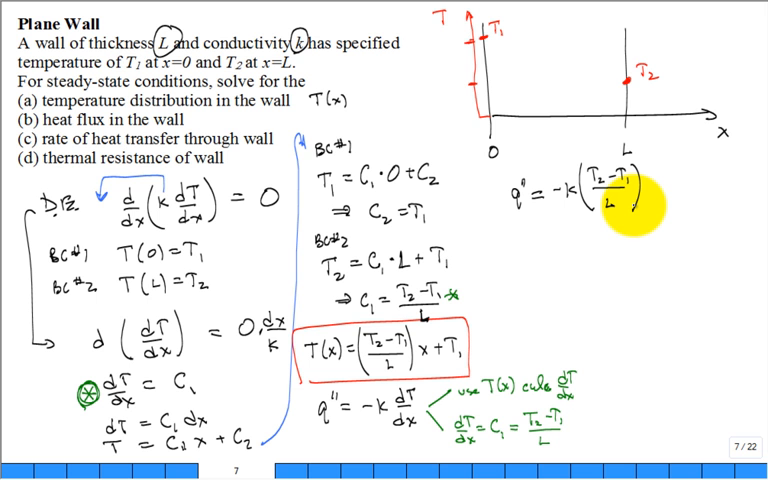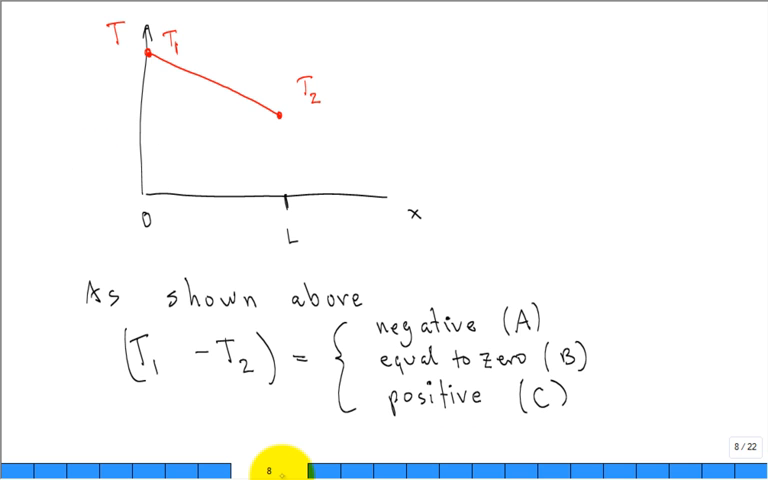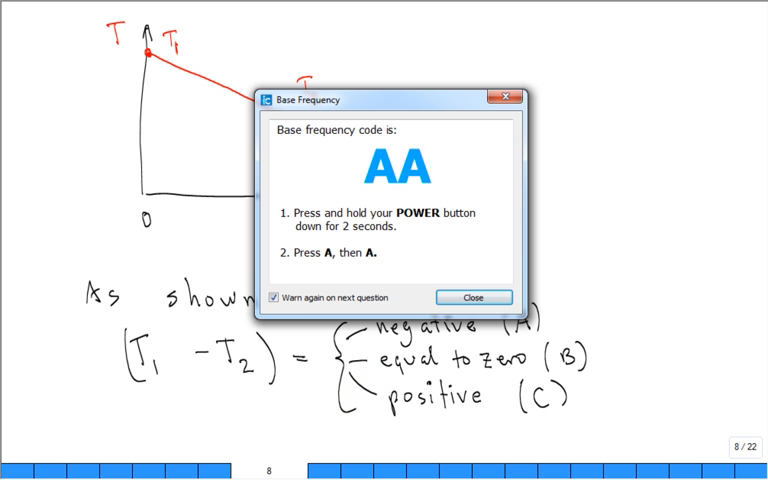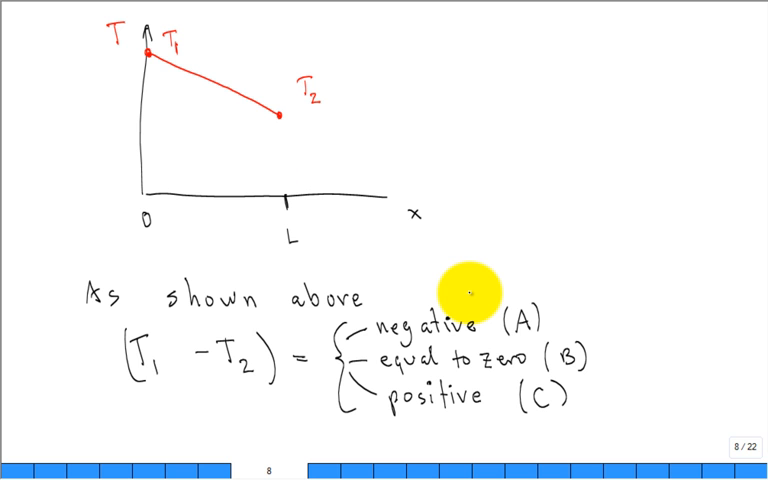Are we ready for a clicker question? I think I have a clicker question ready for you. So this is just helping you warm up a little bit. I think it's on the next slide. As shown right here in this sketch, T1 minus T2, is that either negative, answer A, equal to 0, answer B, or is it positive, answer C? Is everybody in? I'm going to shut it down, okay? All right, let's stop.